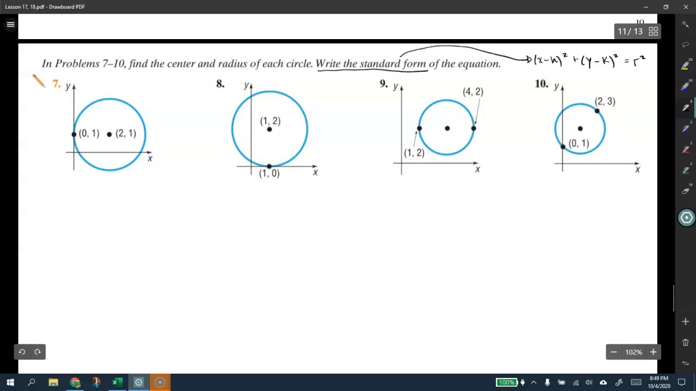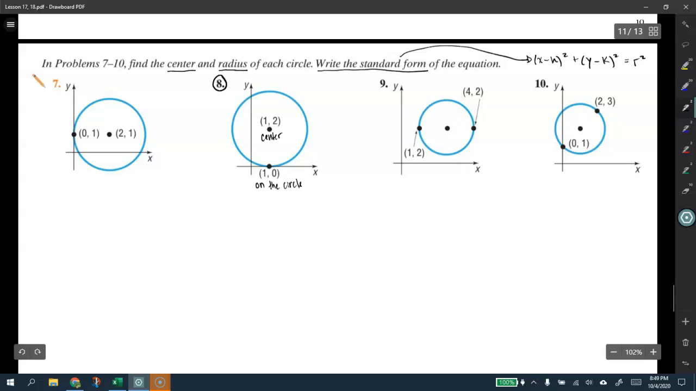Okay? So let's go ahead and take a single example here, number 8. And number 8 shows us that there is a circle and it's got a center at 1, 2, and it's got a point on the circle, right? This is a point on the circle, and that point is 1, 0. But that's essentially all we've been given. So what we need to do is think about how we can determine these two pieces of the circle so that we may plug it into the formula of the circle.